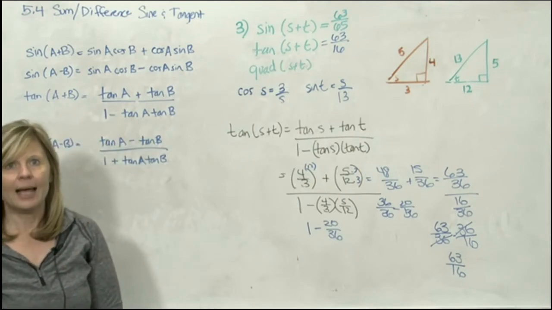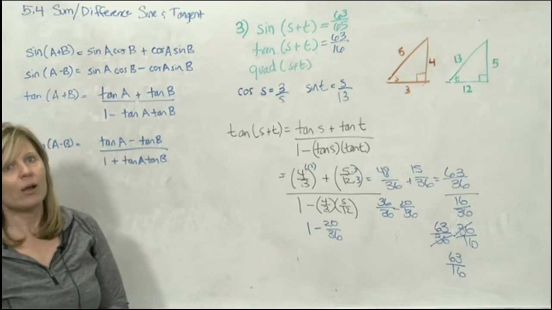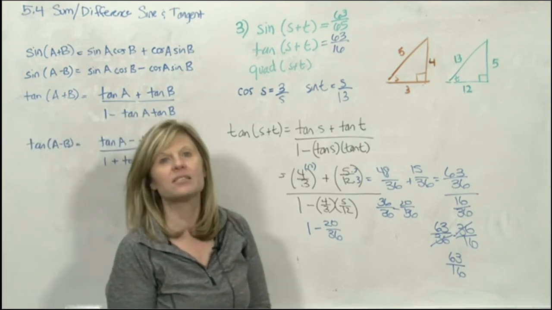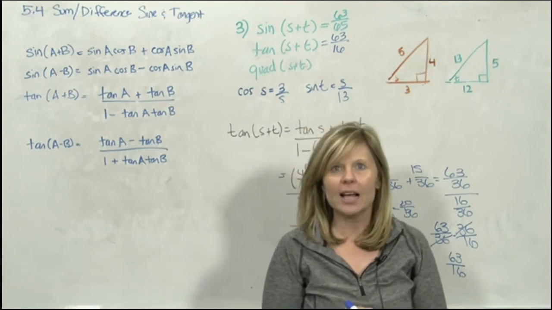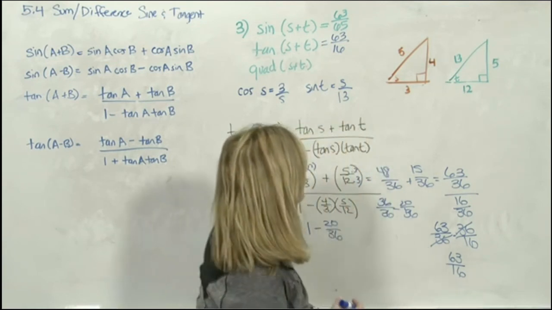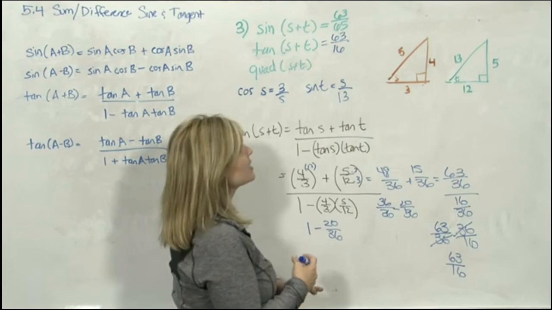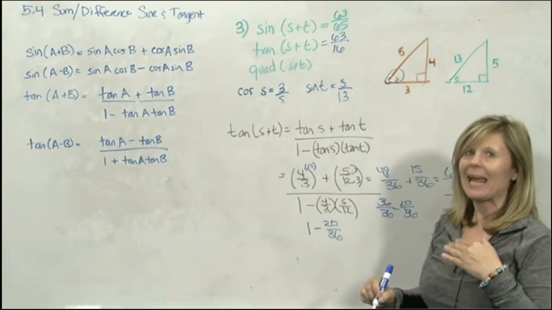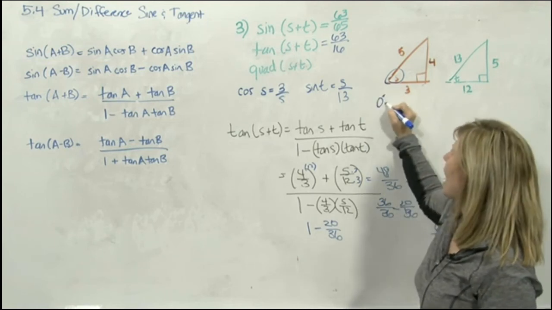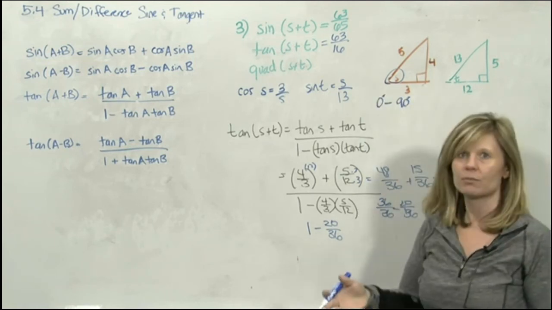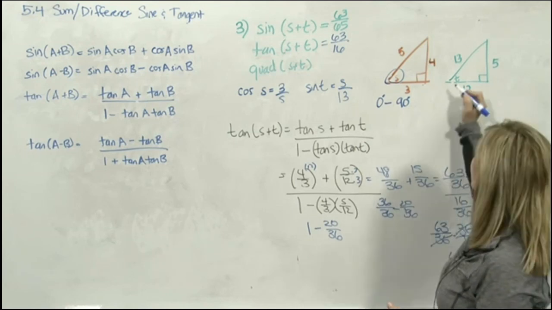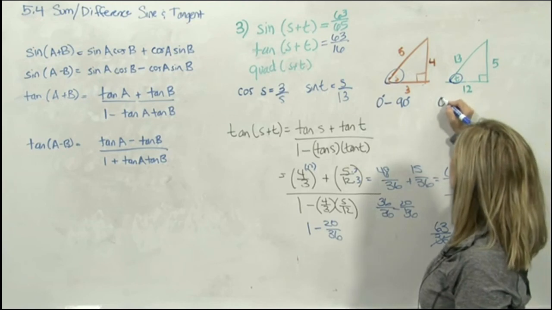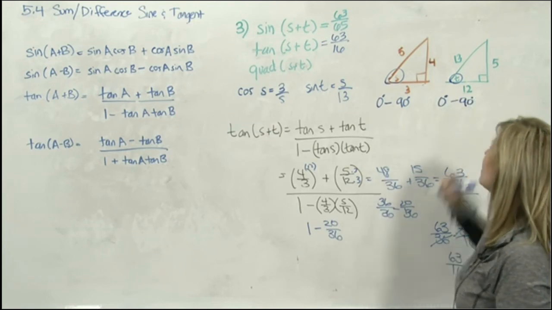Okay? Now, here comes the thinking question. They want to know what quadrant angle S plus T is in. Now, let's think about this a minute. Angle S was in what quadrant? That's right. They told us in the directions. Angle S is in quadrant 1. So if angle S is in quadrant 1, it can't be any smaller than 0 degrees, and it can't be any larger than 90 degrees. Make sense? And if angle T, they said in the beginning, was in quadrant 1, again, it can only be as small as 0 degrees and as large as 90 degrees.